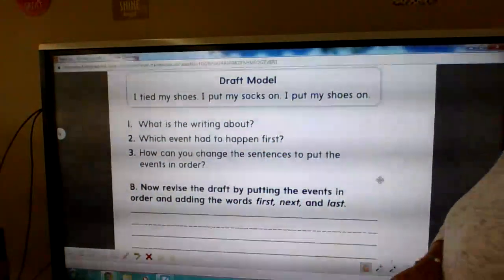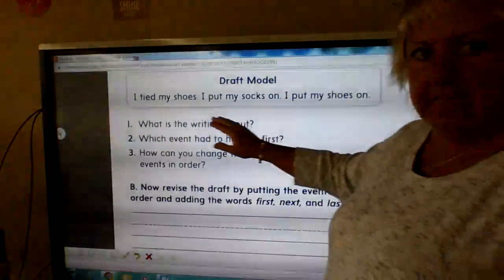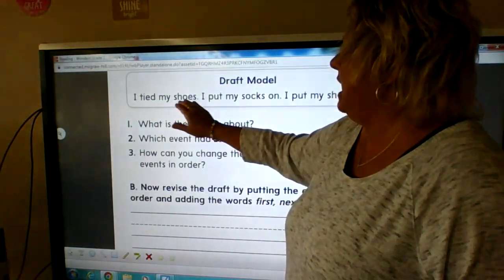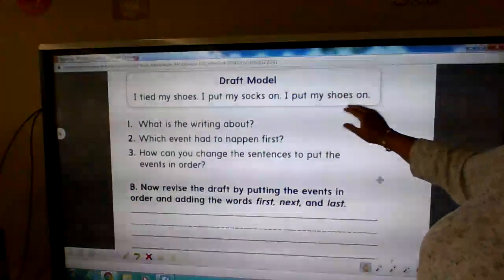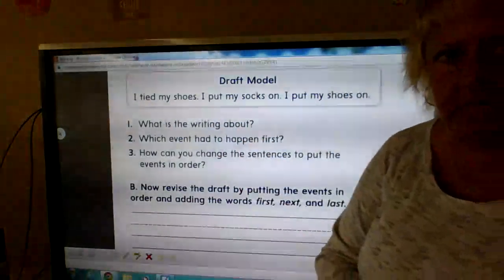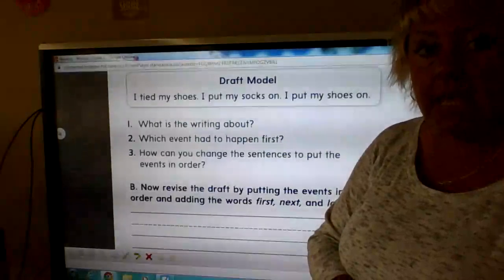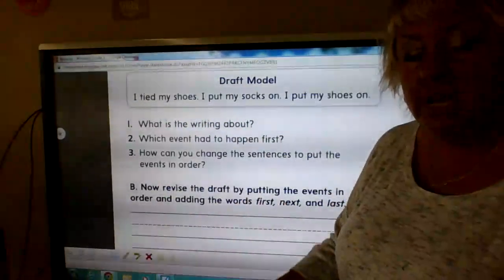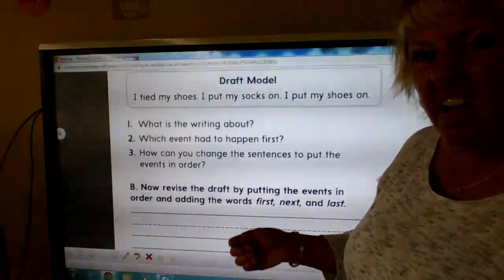And we're going to do a little bit of writing. All right, this is a little tiny story. It says, I tied my shoes. I put my socks on. I put my shoes on. What is the writing about? The writing is about somebody tying their shoes, putting on their socks, and putting on their shoes.